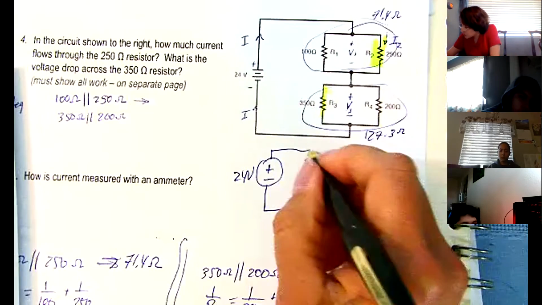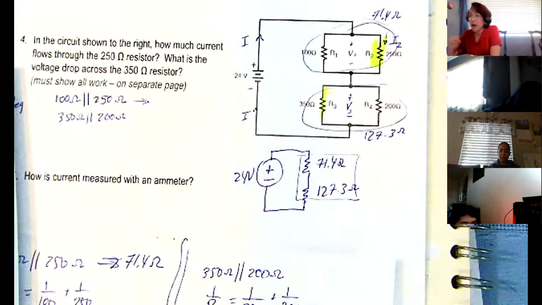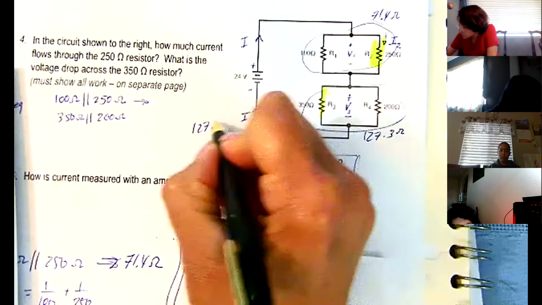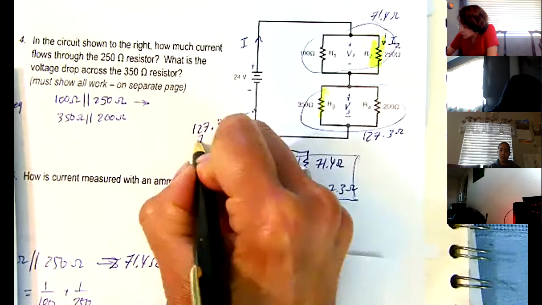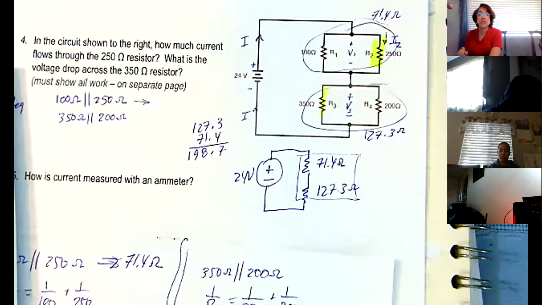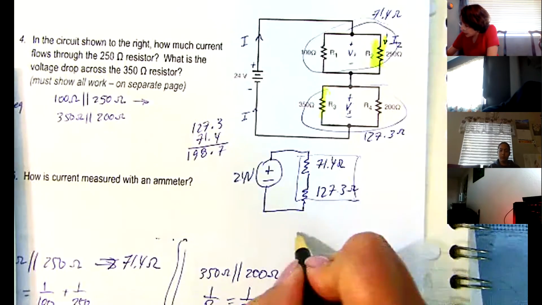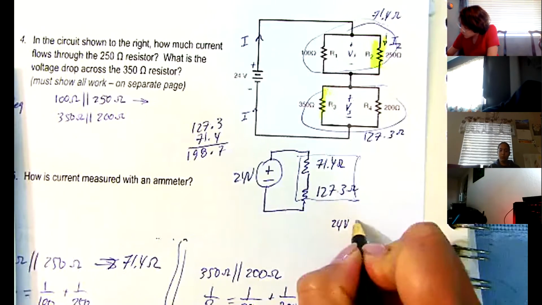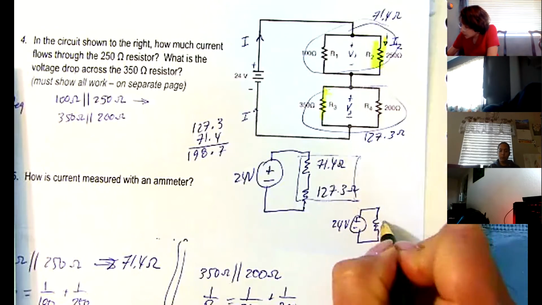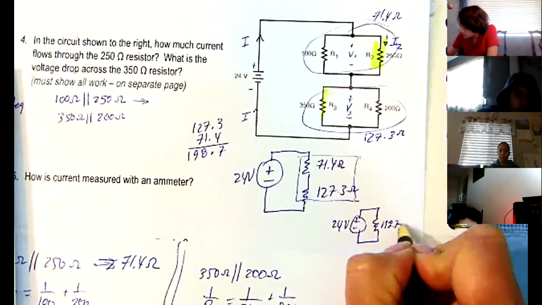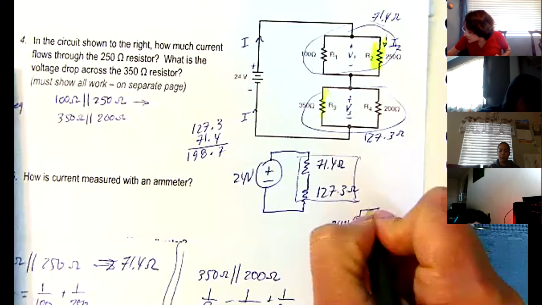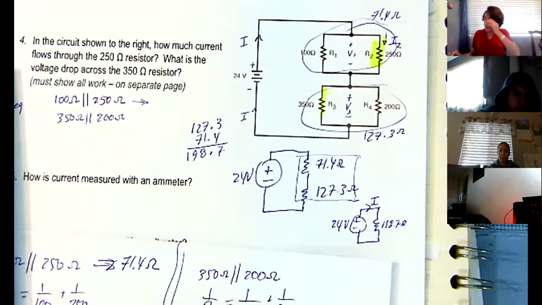Muy bien. So these two guys, I'm going to add them up. Okay, let's see if I can do it without my calculator. 127.3 and 71.4, 198.7. Good job. So this is the same thing as a 24 volts connected to a resistor of 198.7 ohms. Muy bien. So now you can tell me how much current is coming out of the battery.